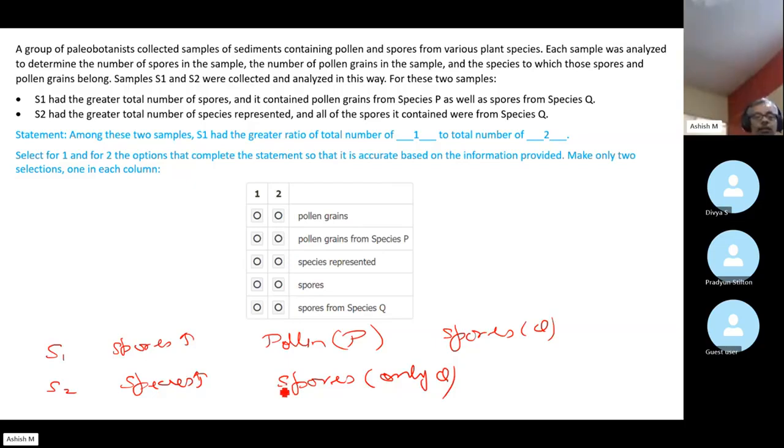And then it says, among these two samples, which would obviously be S1 and S2, S1 had a greater ratio of total number of dash to total number of dash. So your answer could be S1 had a greater ratio of total number of, let's say, spores to total species, or total number of pollen grains to total spores from species Q, and so on. That would be the answers that this is expecting. Let me give you a few minutes.